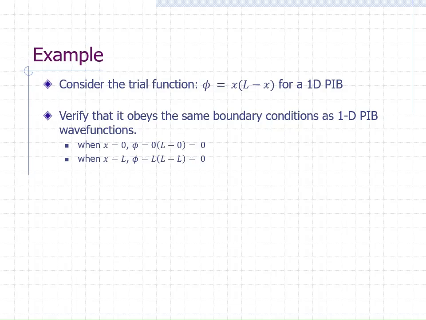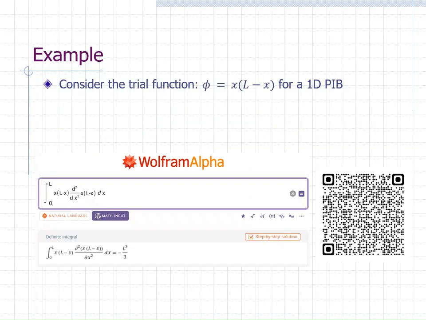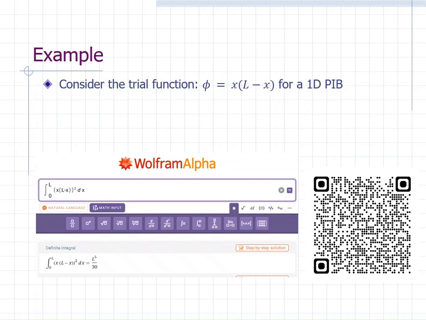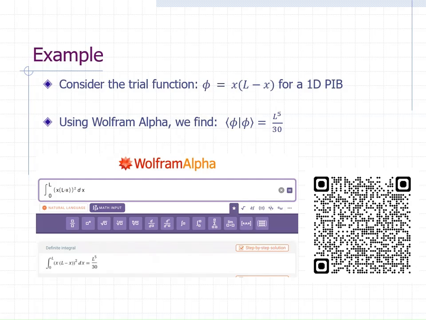Now, we proceed to verify that the expectation value of the Hamiltonian with respect to phi is greater than or equal to the ground state energy, E sub 1. A good resource to evaluate definite integrals is Wolfram Alpha. From the Wolfram Alpha website, we can easily find that the numerator is equal to h bar squared over 2m times L cubed over 3. If we evaluate the denominator, we find that it is equal to L to the 5th power over 30.